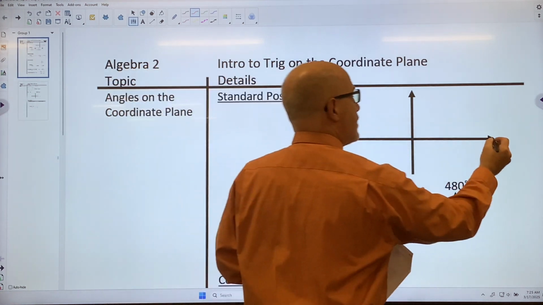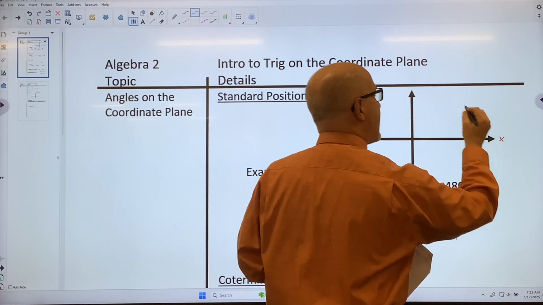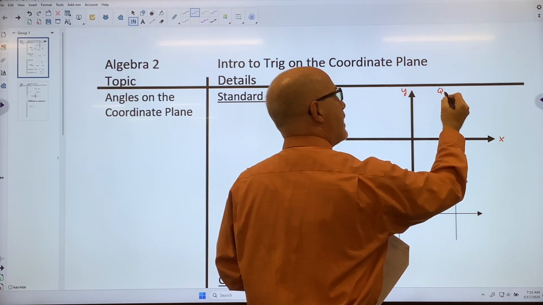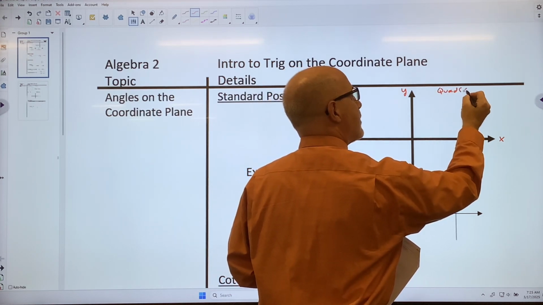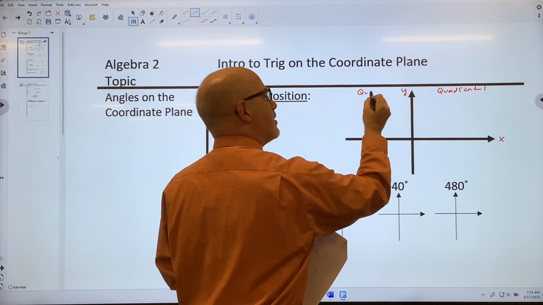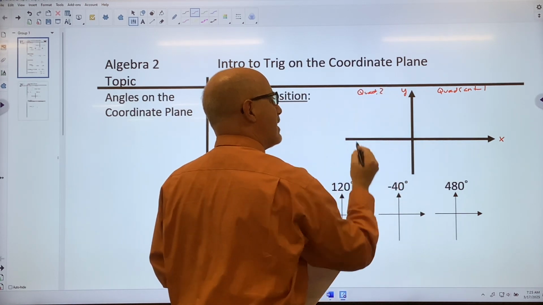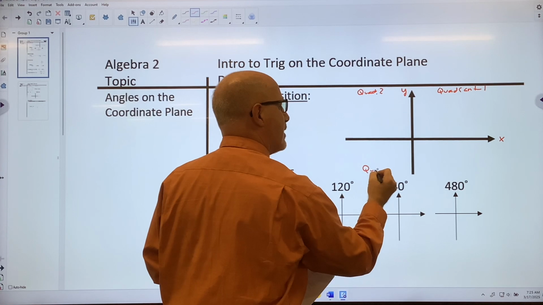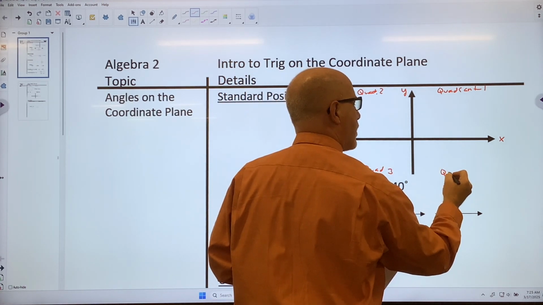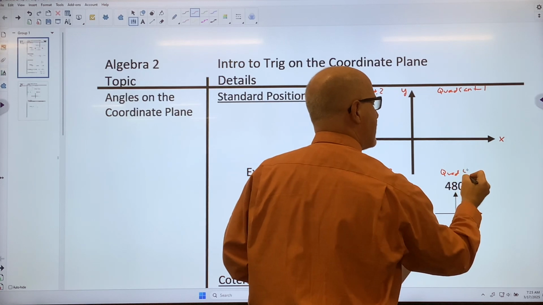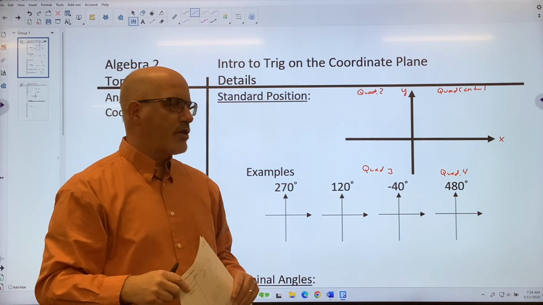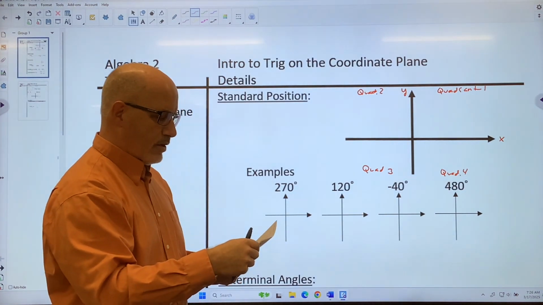On the coordinate plane, just a reminder that this is the x-axis, this is the y-axis, this is quadrant 1, this is quadrant 2, this is quadrant 3, and this is quadrant 4. That's all review from what you probably learned either in geometry or in your Algebra 1 course.